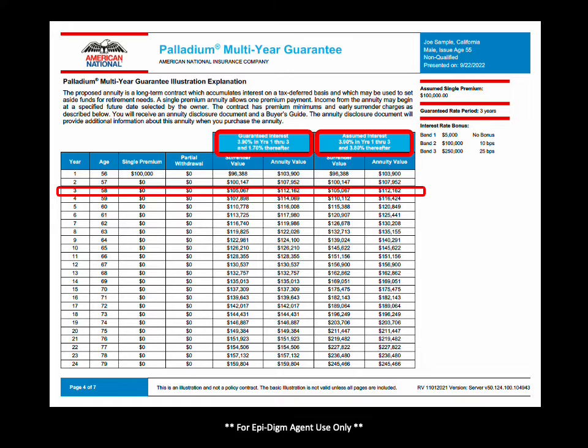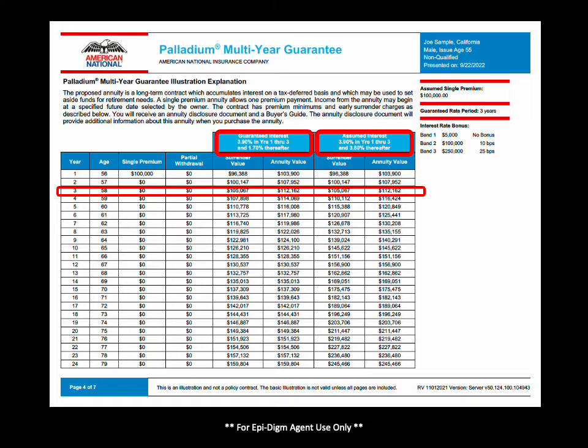Now, if you look at the current assumption, the annuity value is $116,424, but the surrender value is $110,112 to be exact. It seems like there's a little over $6,000 of surrender charges. How can this be? It's only guaranteeing 3 years. And it seems like the surrender charge lasts 9 years.